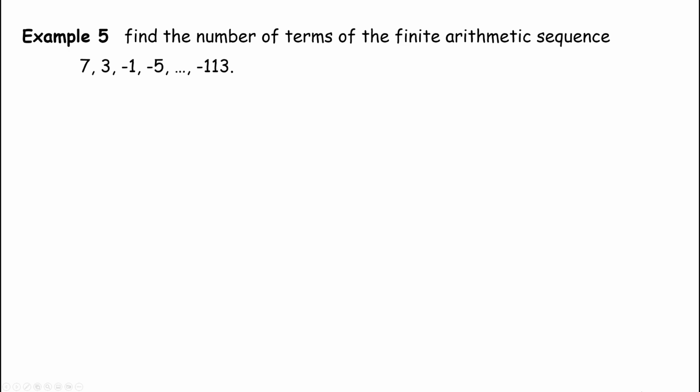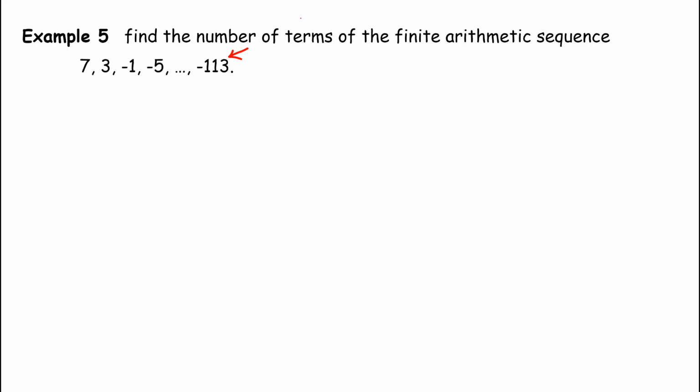Okay, so we're just going to start right here with example 5. Find the number of terms of the finite arithmetic sequence 7, 3, -1, -5, and so on up to -113. So basically, when it says to find the number of terms, it means what term number is this last term right here. If we know what term number that is, we'll know how many terms are in this sequence.